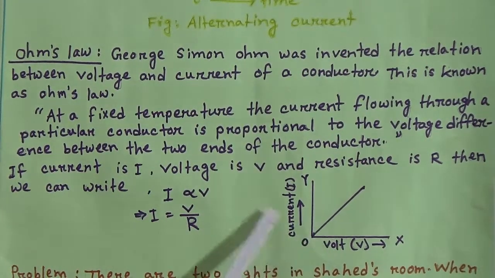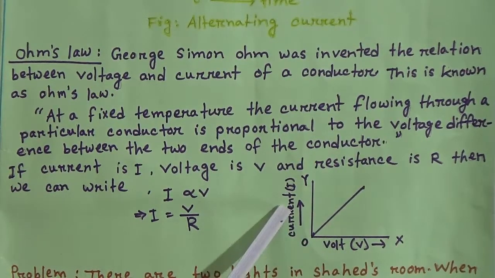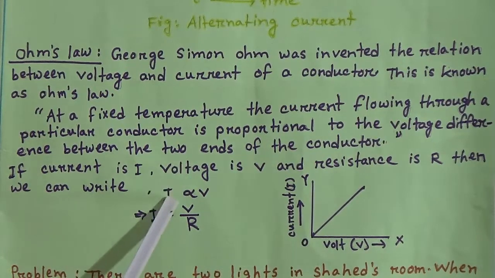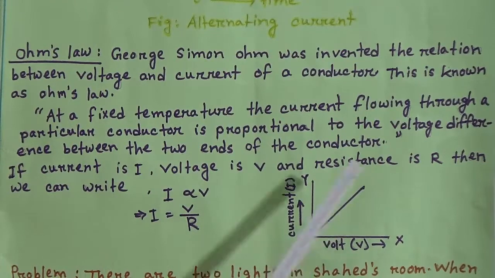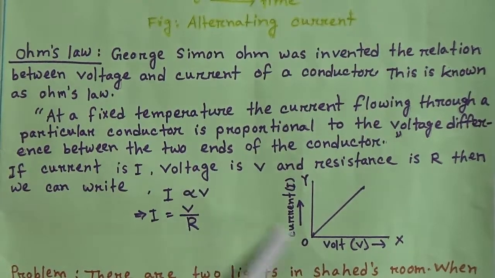See the figure. On the x-axis volt and on the y-axis current. That means if current increases, the volt will increase because they are proportional.